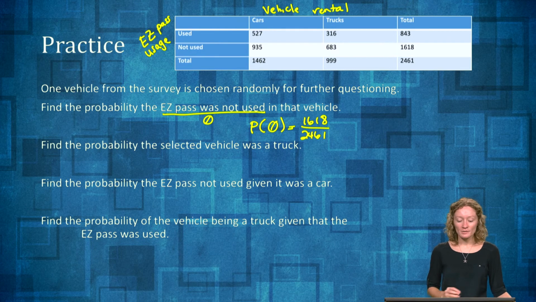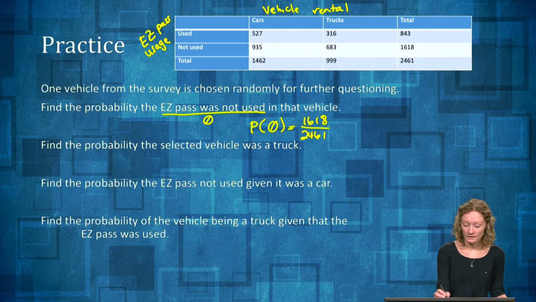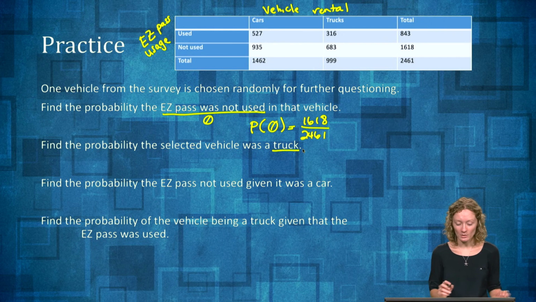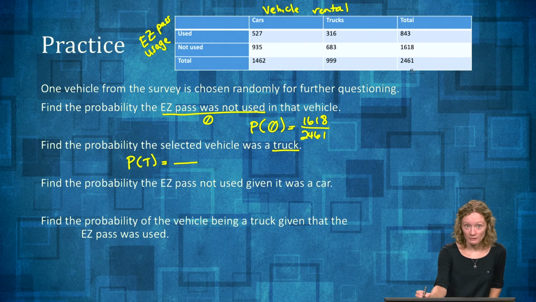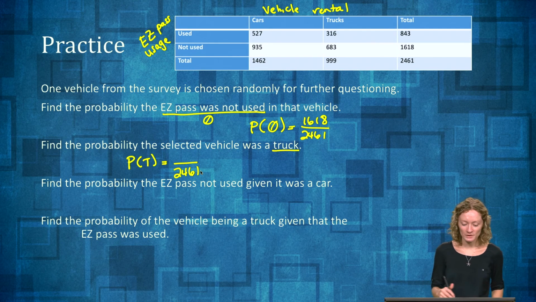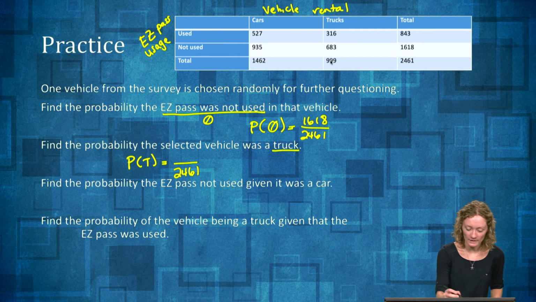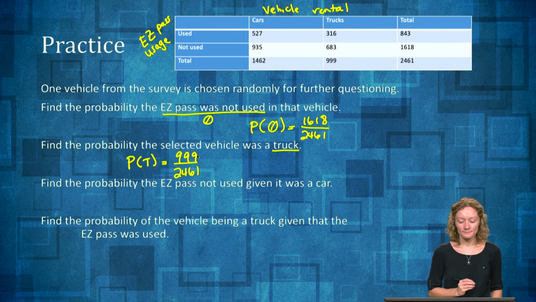Okay, second one: find the probability the selected vehicle was a truck. No given, again, it's just a standard probability question. I threw a few of them in there to make sure you understand the difference. We're looking for probability of truck. There's no given, so everyone is a part of the study, out of the 2,461. One name is chosen randomly. Out of that 2,461, how many are trucks? That's this column. 316 did use it, 683 did not, for a total of 999. And again, it doesn't simplify.